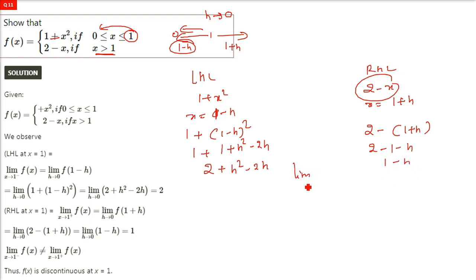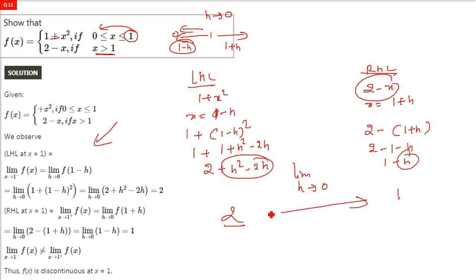Okay, let us apply the limit now, h tends to 0. This is the way you have to write, as I have shown you on the left side. Now coming back to h equals 0, the left hand limit will be 2. Here it will be 1. So 2 and 1 are not equal. That means the LHL and RHL are not equal. That means at x equals 1, this is discontinuous.